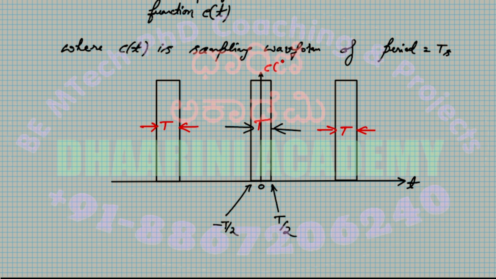So this is the waveform c of t. This central point is Ts, this central point is minus Ts, and so on. This is going to be repeated all the way from minus infinity to plus infinity. So this is the practically used waveform as a sampling function.